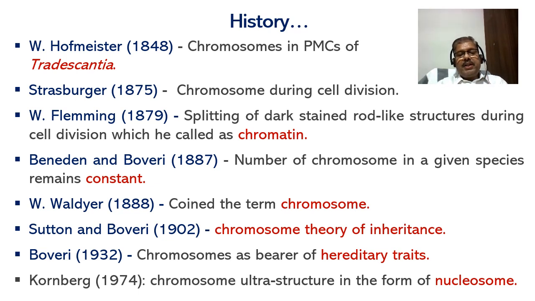Sutton and Boveri in 1902 proposed the chromosome theory of inheritance. In 1932, Boveri described the chromosomes as the bearers of hereditary traits. And it was Kornberg in 1974 who proposed the concept of chromosome ultrastructure by the nucleosome model.